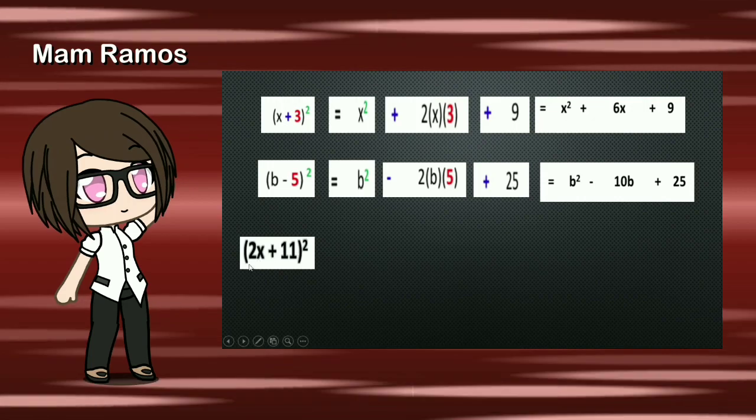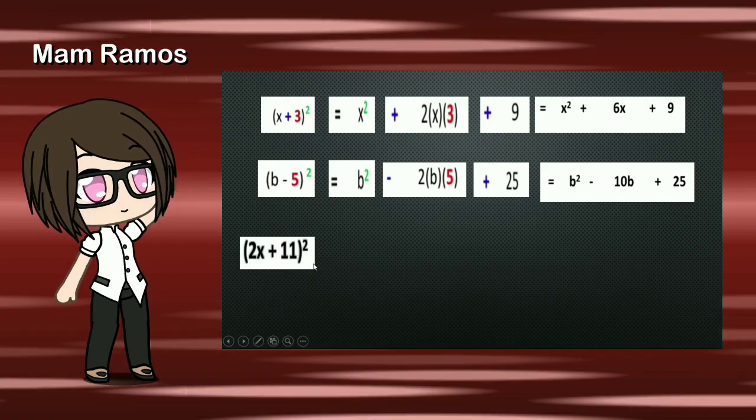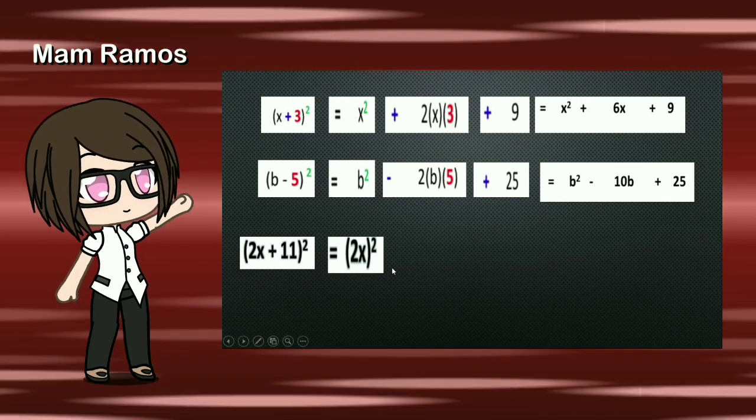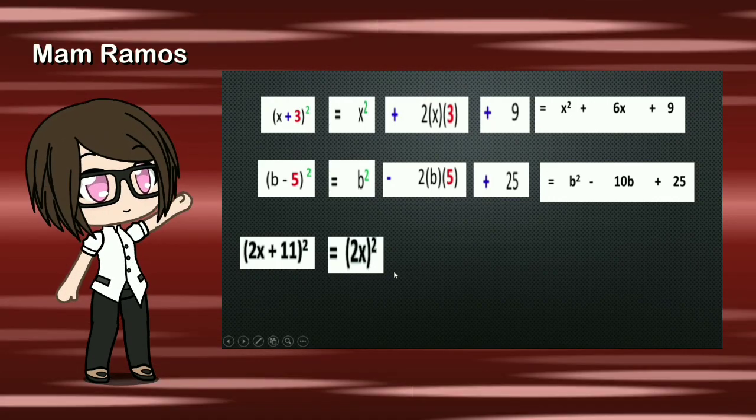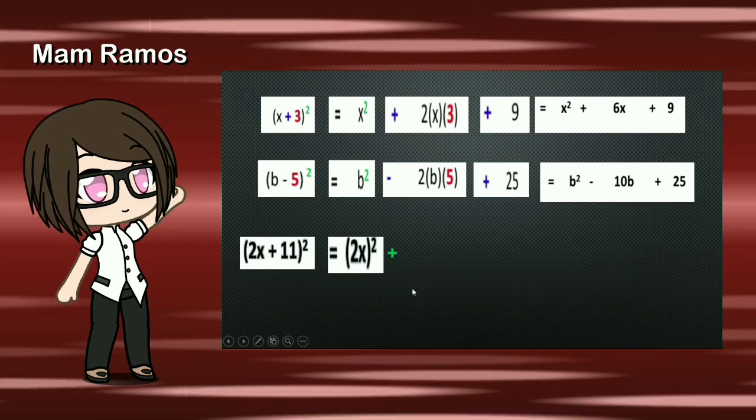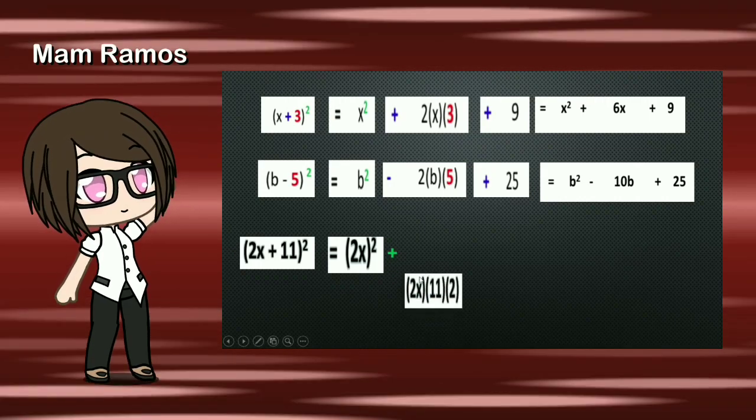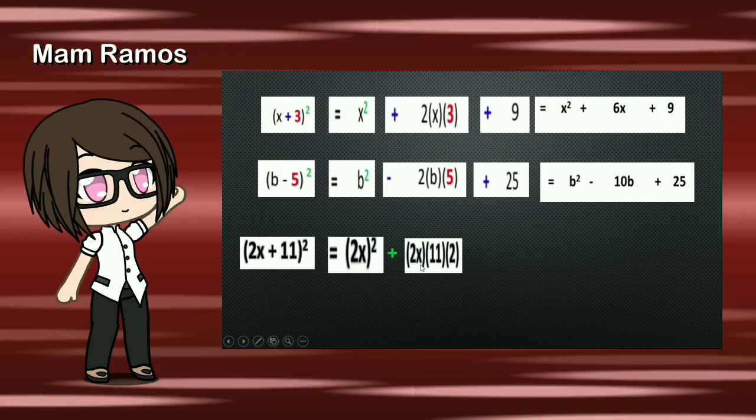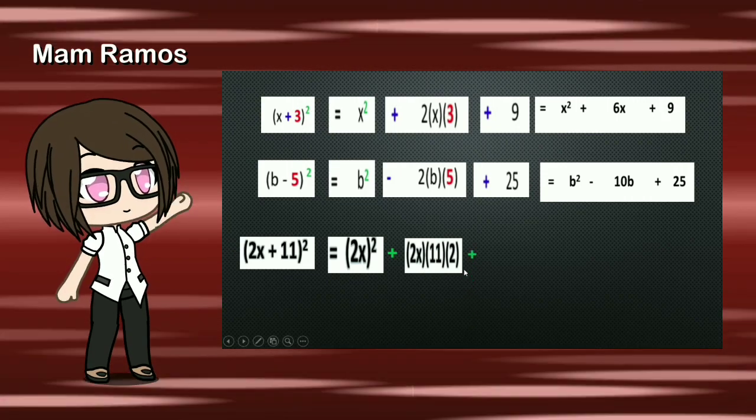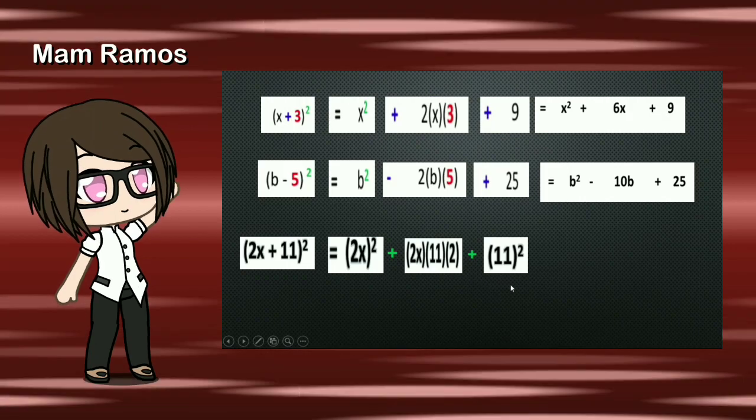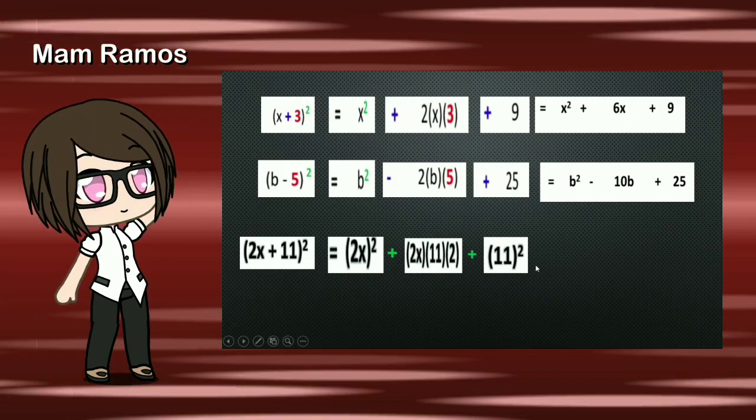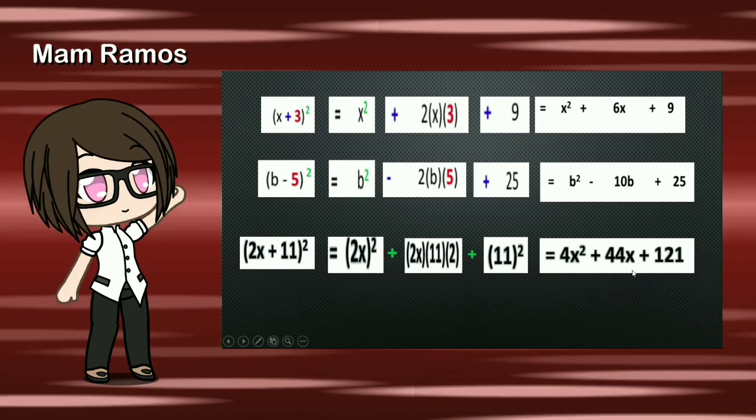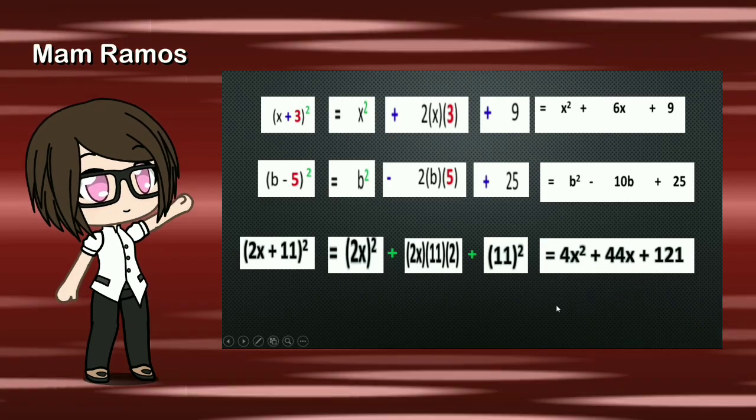Third is quantity 2x plus 11 raised to the second power. We have to square the first term, which is quantity 2x raised to the second power, plus twice the product of the first and the second, plus the square of the last term, which is quantity 11 raised to the second power, which will be equal to 4x squared plus 44x plus 121.